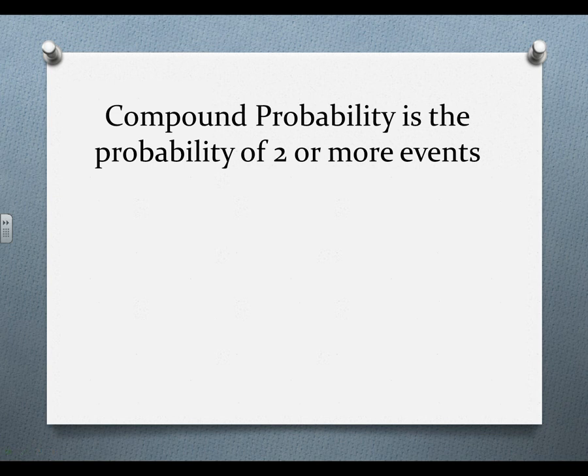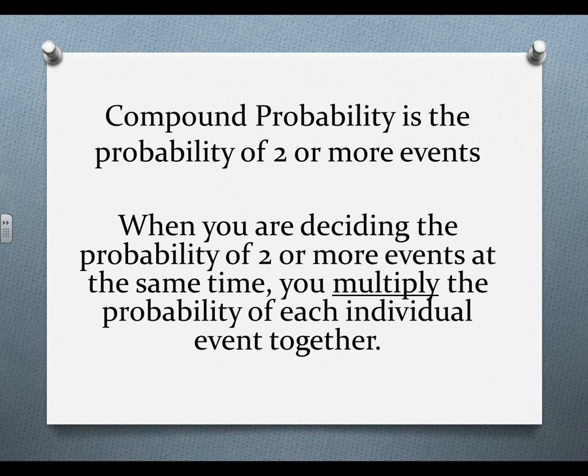So, when you're talking about compound probability and finding the probability of two or more events, then you are going to multiply the probability of each event together to calculate that probability. So let's do some examples.